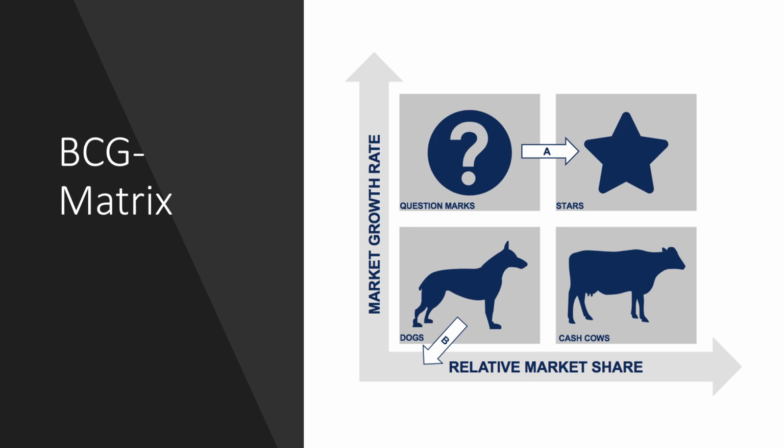Last, we have our dogs. Coca-Cola's energy drink Full Throttle is a dog. It has a low market share and is in a low growth market. Coca-Cola may choose to divest this product or phase it out over time.